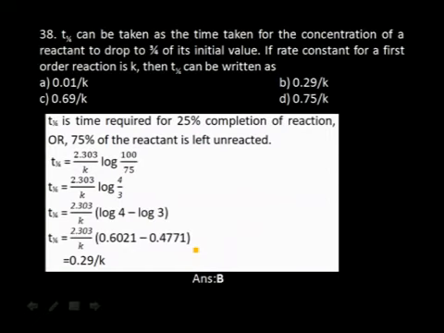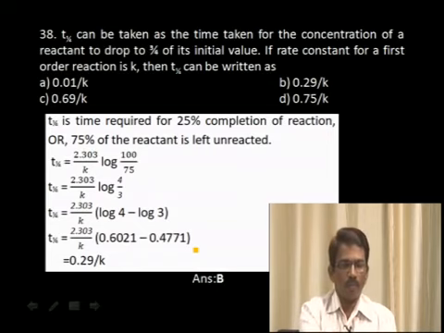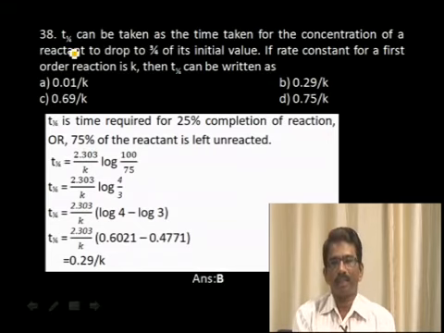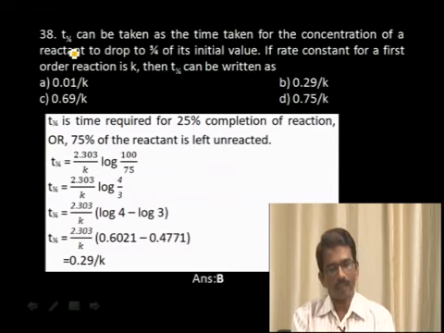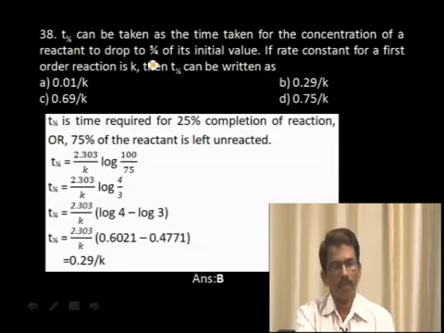In question number 28, T1/4 can be taken as the time taken for the concentration of reactant to drop to 3/4 of its initial value, or it can also be taken as the time required for 25% completion. After 25% completion, you are left with 75% of the reactant in the reactant state, and definitely T1/4 can be taken as the time required for the concentration of reactant to drop to 3/4 of the initial value.